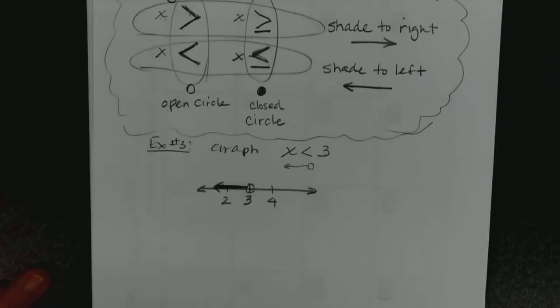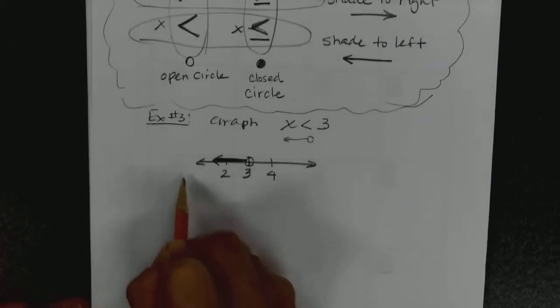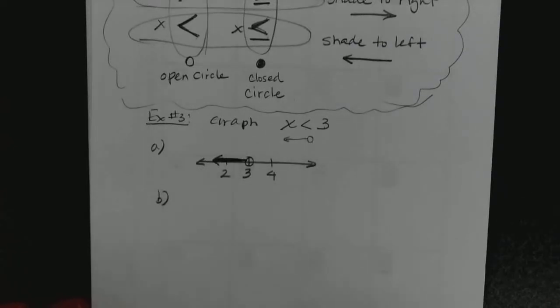Okay, when you have that on the test, do we get a key? No, you got to know it. Okay? All right? Let me give you another one. I'm going to call this A. Let's do B. Ready? Graph.